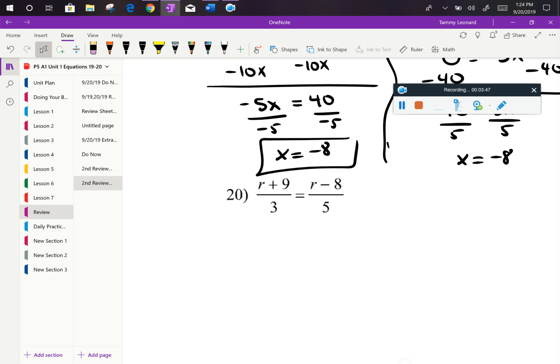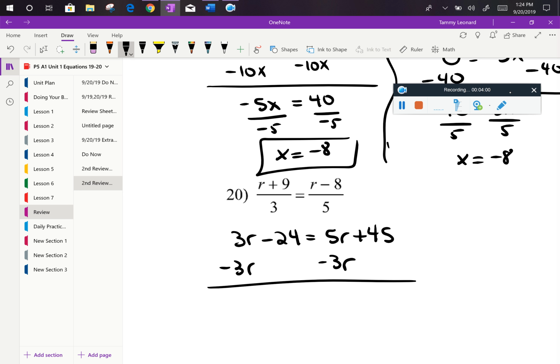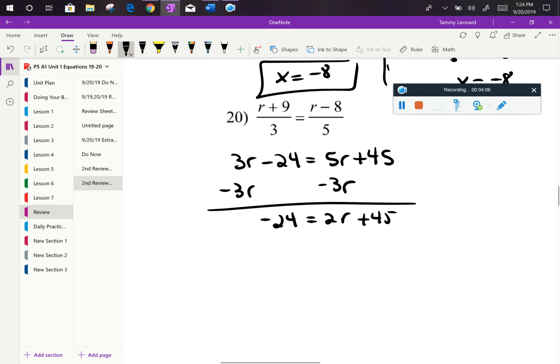Cross multiplying in number 20 gives us 3r minus 24 equals 5r plus 45. Subtract 3r from each side because it's the smaller amount of r's. So negative 24 equals 2r plus 45. Then we can subtract 45 from each side to try to move things away from r. So negative 69 is equal to 2r.